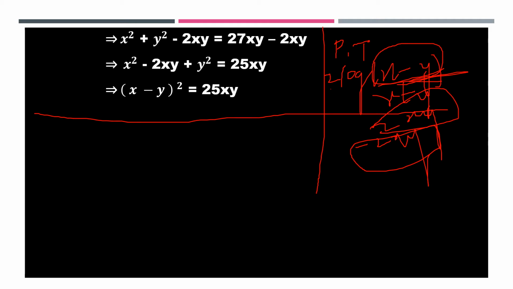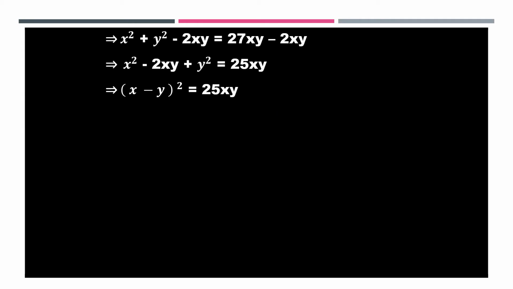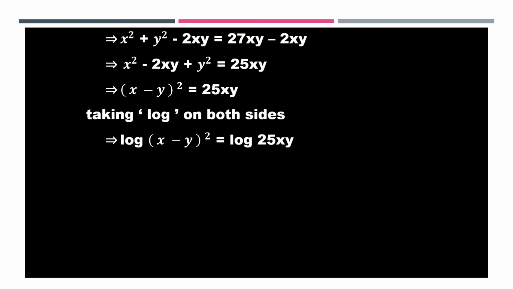See in the question, if it is x minus y, you do minus 2xy on both sides. If it is x plus y, you do plus 2xy on both sides. Okay. So now I got whatever I want here, (x minus y) whole square. The other thing we want here is log. So take log on both sides. Log (x minus y) whole square equal to log 25xy.